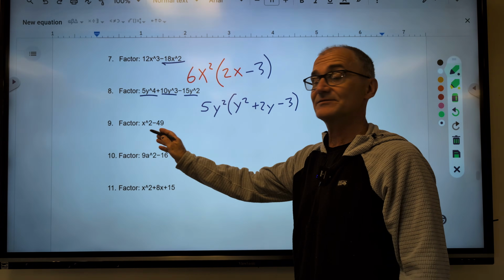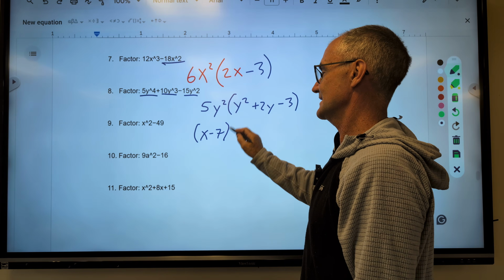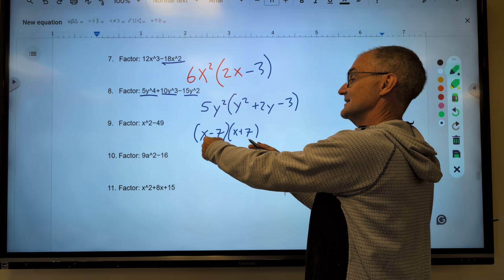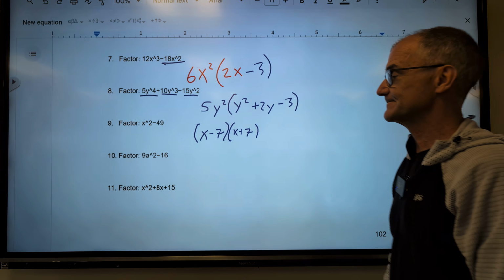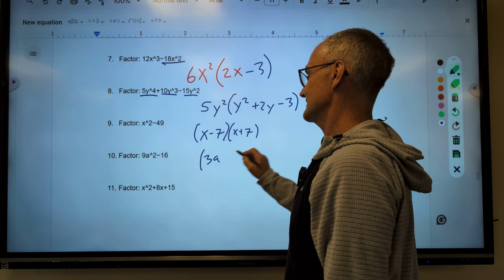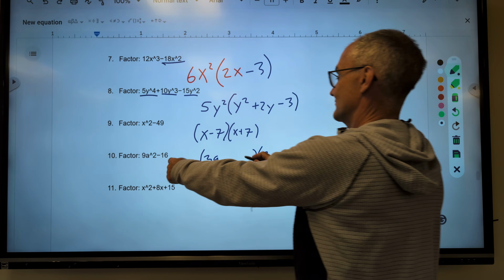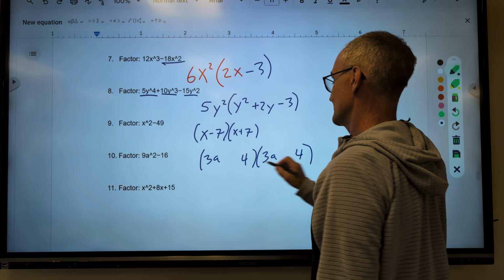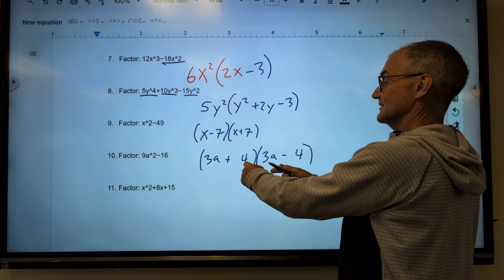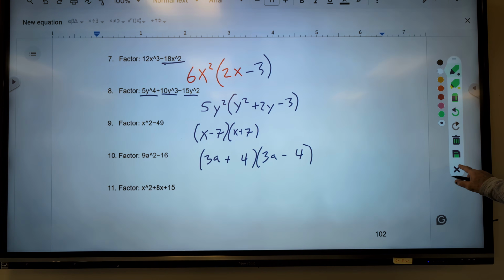Hopefully I recognize this as a perfect square of x and 7. That's going to give me x minus 7, x plus 7. Perfect square, x squared minus 7x plus 7x drops out, minus 49. Another perfect square right here, 3a and 3a. 16 is a 4 and a 4. One positive, one negative. 9a squared plus 12a minus 12a, boom, disappears, minus 16.